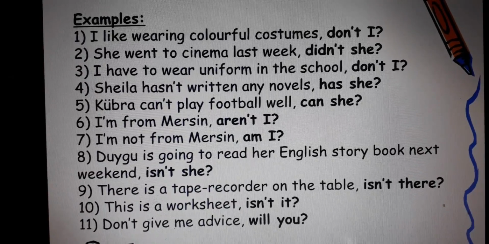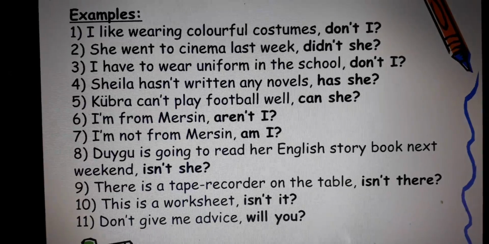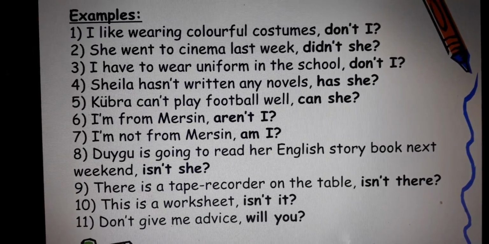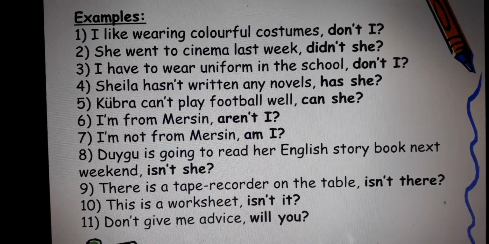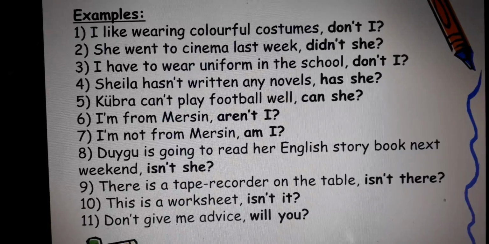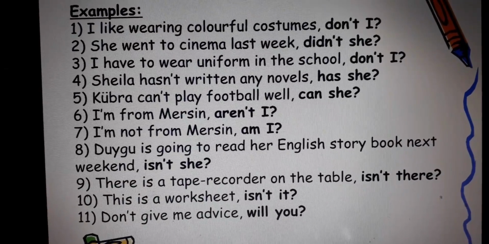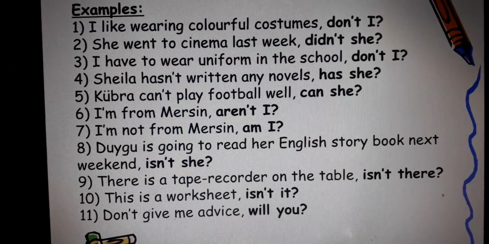Sheila hasn't written any novel. Now this is a negative sentence, so we are going to provide a positive question tag. Has she? Kubra can't play football well. Can she? I am from Marzin. Aren't I? I am not from Marzin. Negative sentence, positive question tag. Am I?